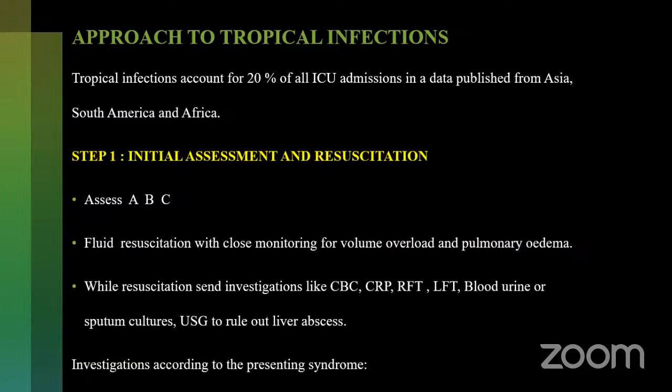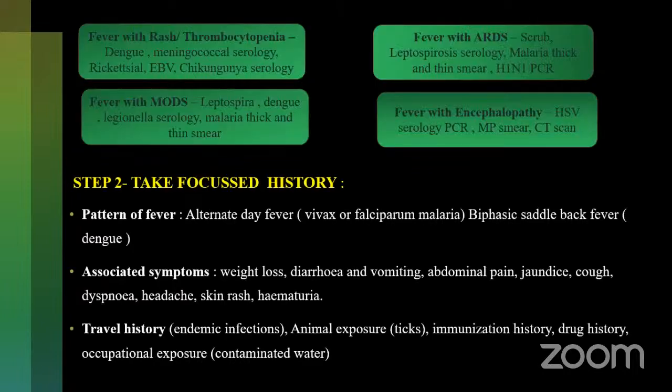About 20% of all ICU admissions, according to data published from Asia, South America, and Africa, are accounted for by tropical infections alone. So we need to understand how to approach these infections when they present to the ICU. Step one is an initial assessment that begins with assessment of airway, breathing, and circulation, along with fluid resuscitation. We need to monitor closely during resuscitation to prevent volume overload and pulmonary edema. During resuscitation, we send basic investigations like CBC, CRP, RFT, LFT, blood and urine cultures. Further on, we send investigations according to the presenting syndrome.